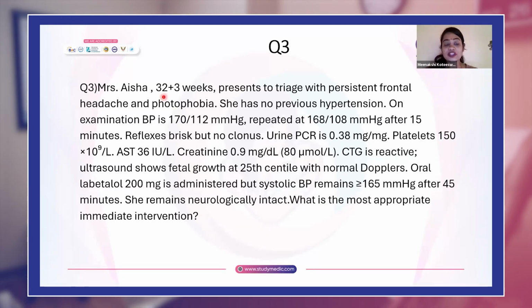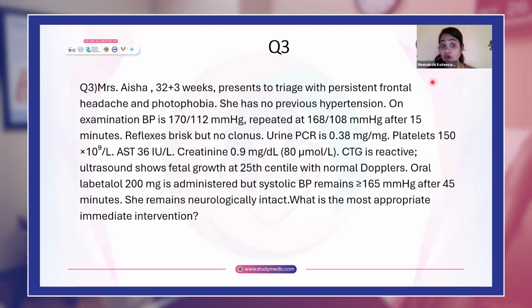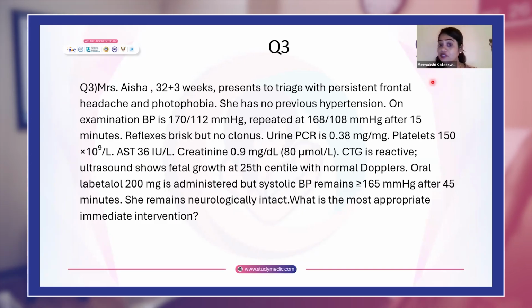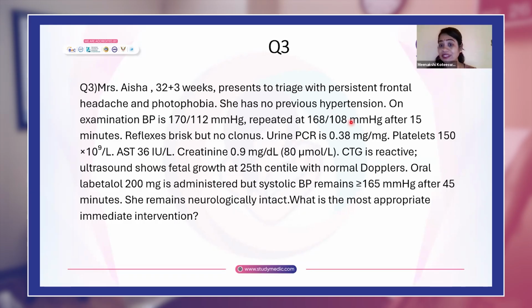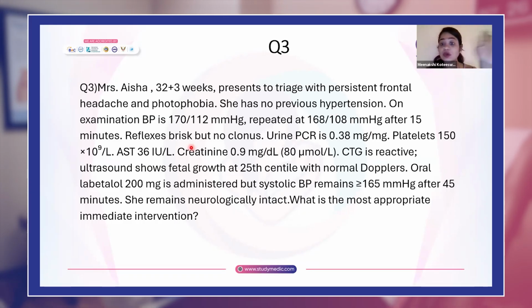Coming to the third question, which is Mrs. Aisha, 32 weeks, who presents to the triage with persistent frontal headache and photophobia. She's got no previous hypertension. On examination, blood pressure is 170 by 112 millimeters of mercury, repeated at 168 by 108 after 15 minutes. Reflexes are brisk. There is no clonus.